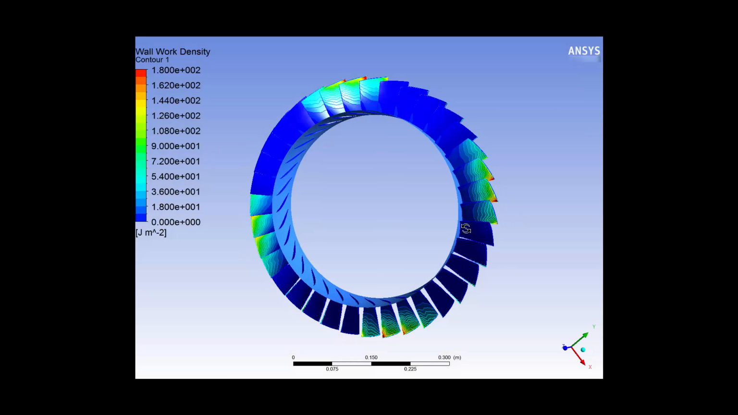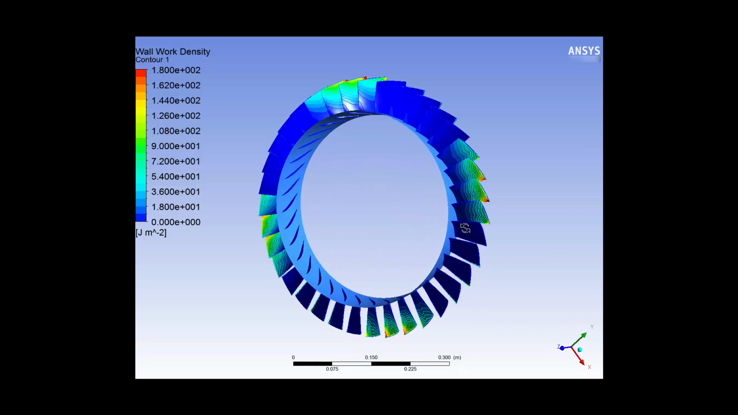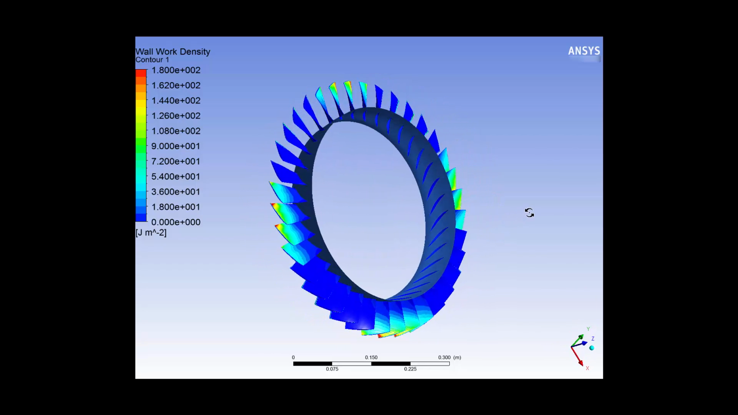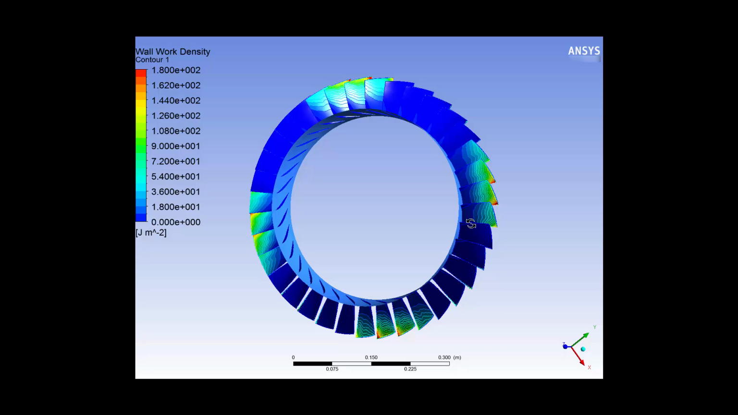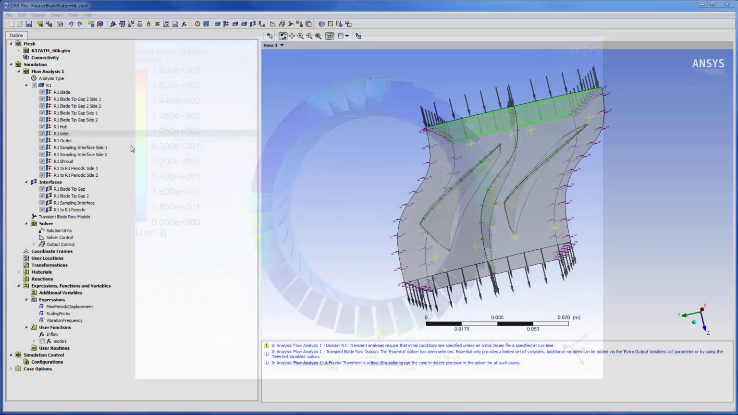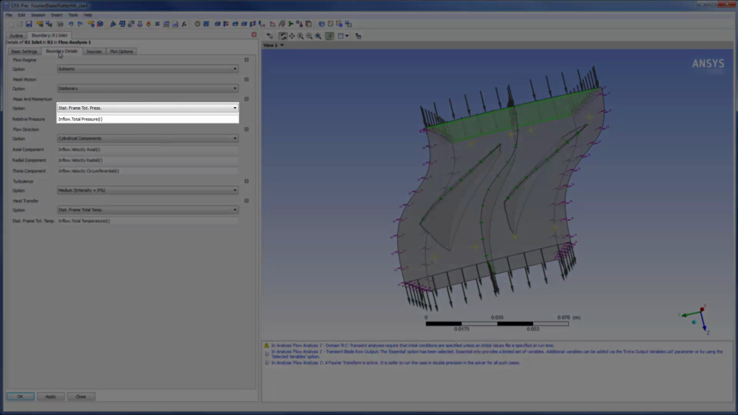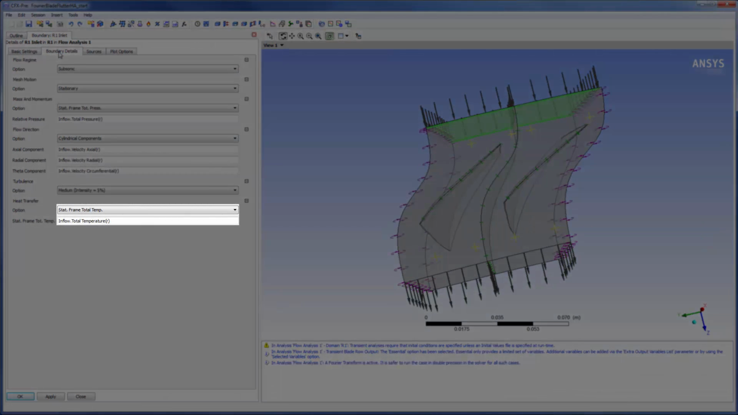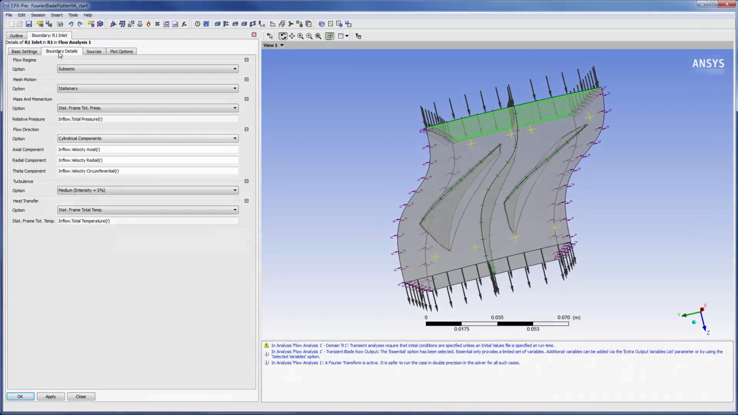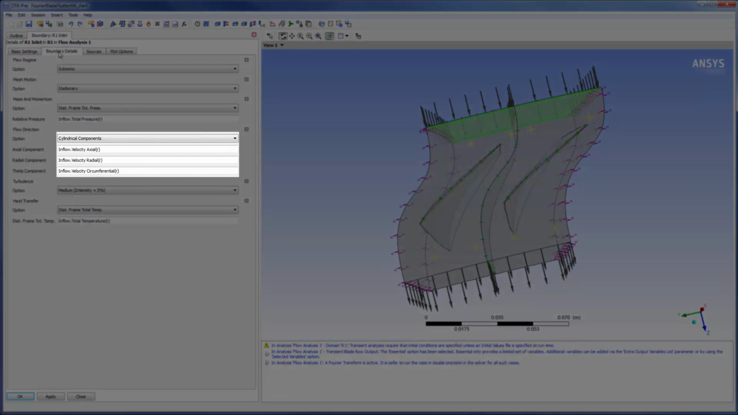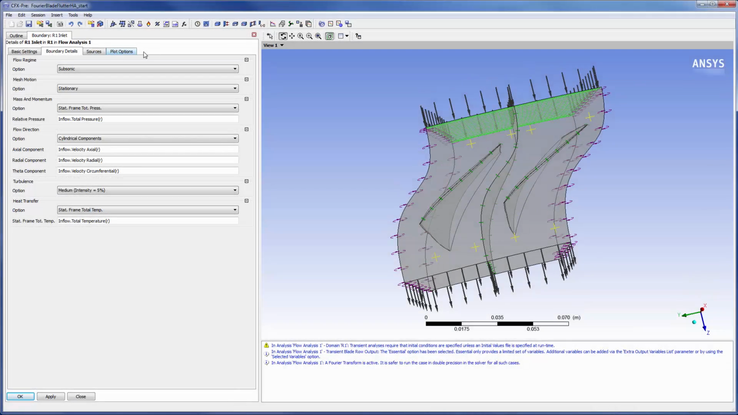In this case, I will use a compressor which contains 36 rotor blades. It will be rotating at 1800 radians per second. The inlet boundary condition is modeled as total pressure and total temperature in the stationary frame. The flow direction is specified by cylindrical components.